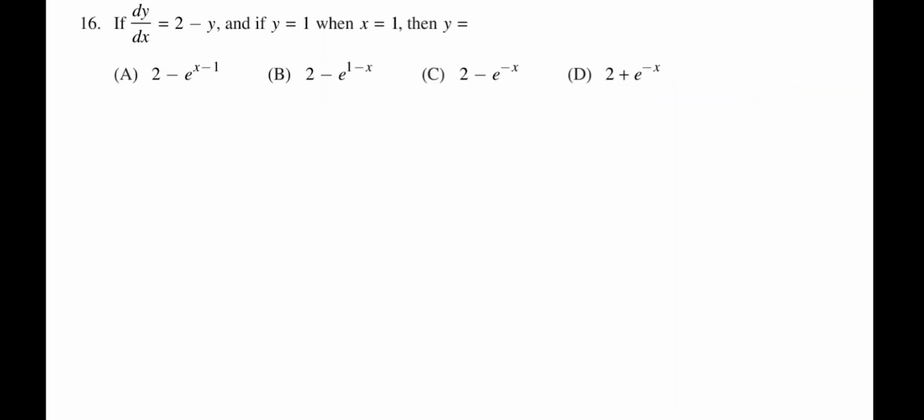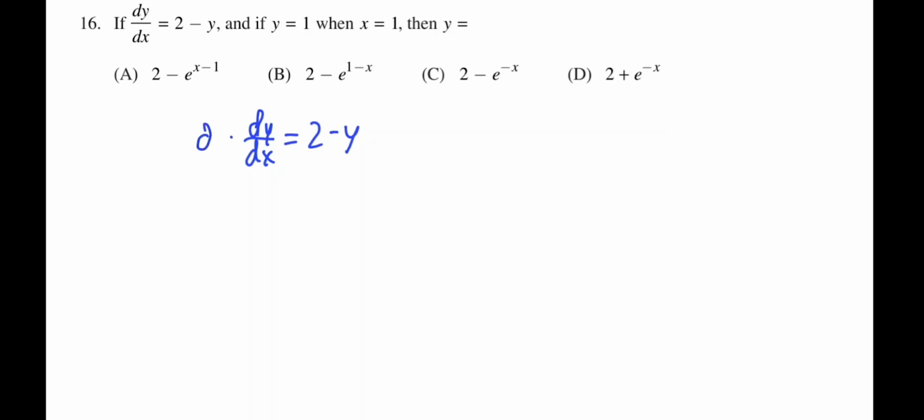All right, so number 16: if dy/dx is equal to 2 minus y, and if y is equal to 1 when x is equal to 1, then solve for the y function. So we're solving this differential equation, dy/dx is equal to 2 minus y. To solve it for the original function of y, let's bring all the x's over to one side and the y's over to the opposite side.